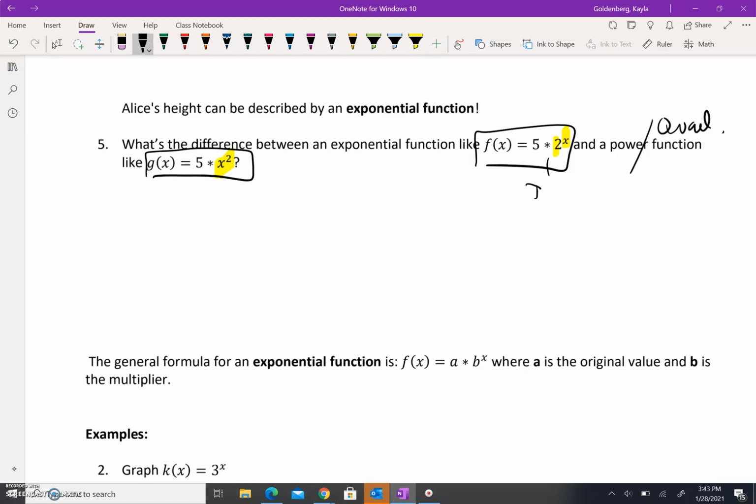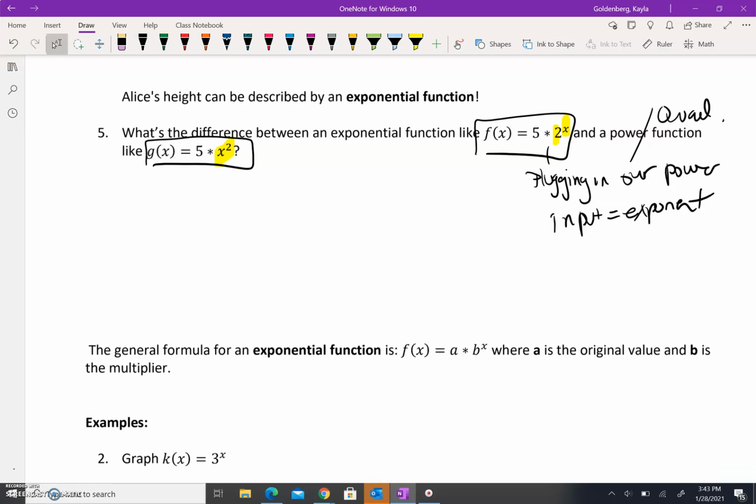So in this case, we're plugging in our power, right? Or our input is our power, is another way to think about that. Input is your exponent, right? So it's just a little bit of a different placement from what you're used to historically in math.